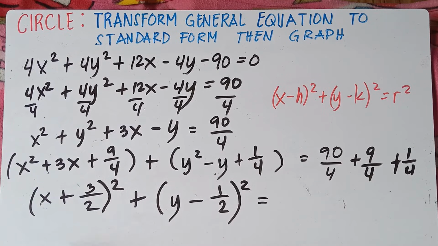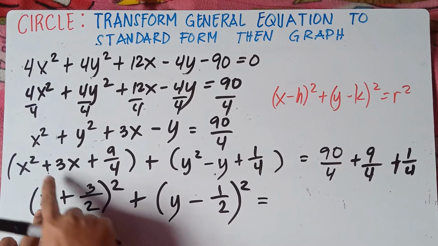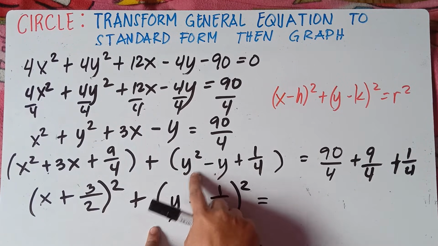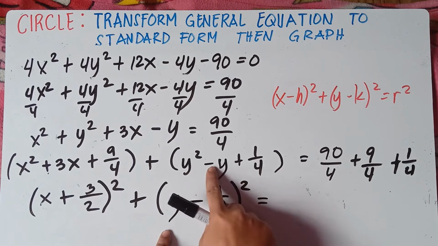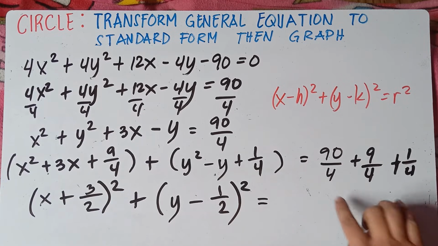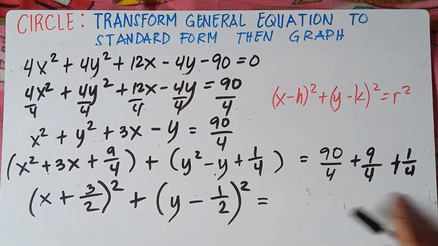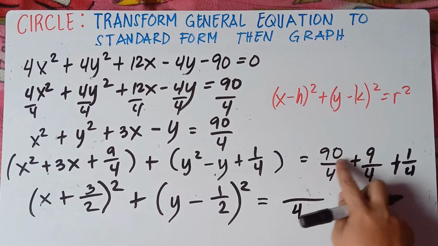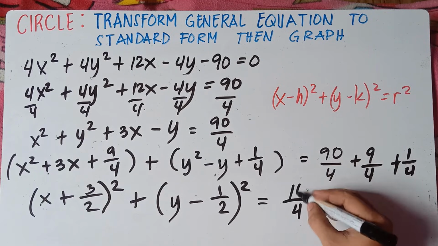Alright, next. Very basic, right? So get the square root, copy. The square root of the last term, 3 over 2. Then copy the sign, then get squared. The square root of y squared is y. The square root of 1/4 is 1 over 2. Then copy the sign with the middle term, negative, then squared. Then you add this one according to the rules of fractions. If they have the same denominators, copy, then add the numerators. 90 plus 9 is 99, plus 1 is 100.